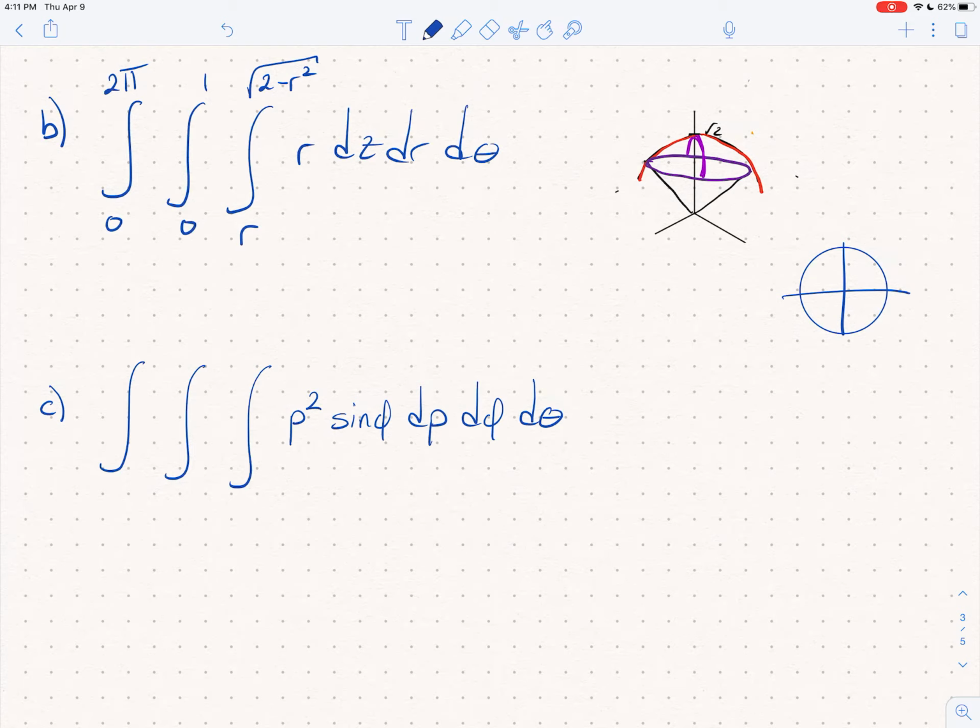And in some ways, rho is the easy one. You can see that rho is going from 0, and you go all the way out until you hit the edge of the sphere, and the sphere is the distance root 2 away from the origin. So rho, the distance, goes from 0 to root 2. That one was pretty easy. I think it's also clear that theta is going to go all the way around. So theta goes on the outside, from 0 to 2 pi.